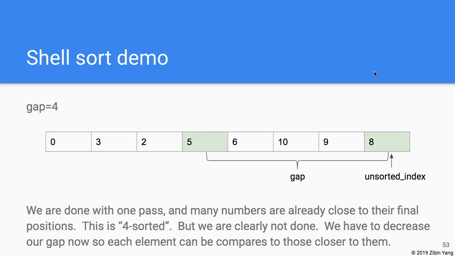And as you can see, many of these numbers are already fairly close to where they should be in the sorted list, so that's good. And even though this list is not completely sorted, it's partially sorted. This is called 4-sorted because the gap was 4. Okay. However, as we said, we're not done. So what do we have to do?